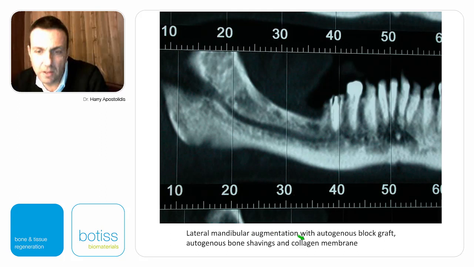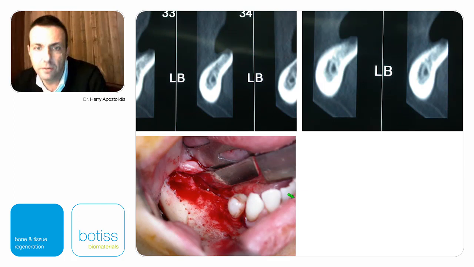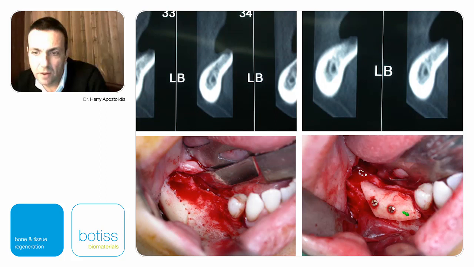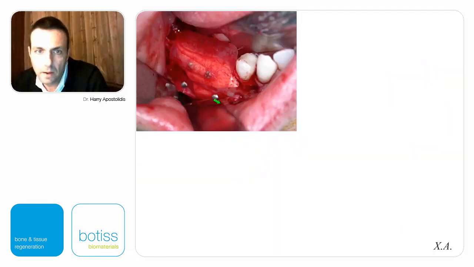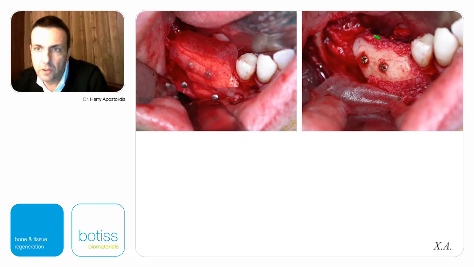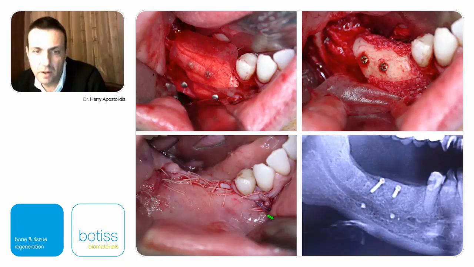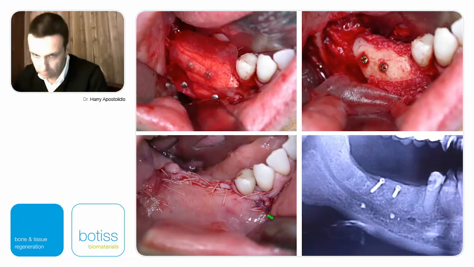Autogenous bone shavings and collagen membrane. That's an older case. I didn't use any xenograft granules here. See, we take the block and we fixate it right there with the 2 screws. The collagen membrane is already secured with pins. See the pins here. See the autogenous cortical shavings. And this goes above it and under your lingual flap. Closure, tension-free with cutting of the periosteum and mattress sutures.